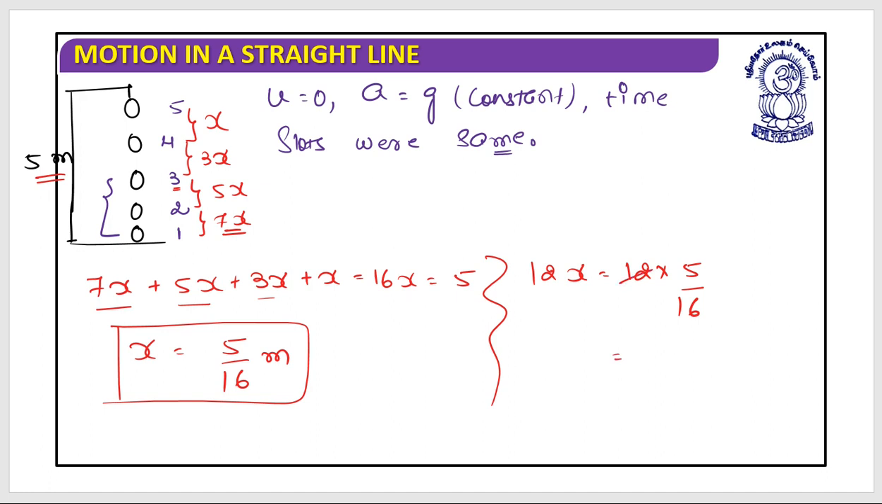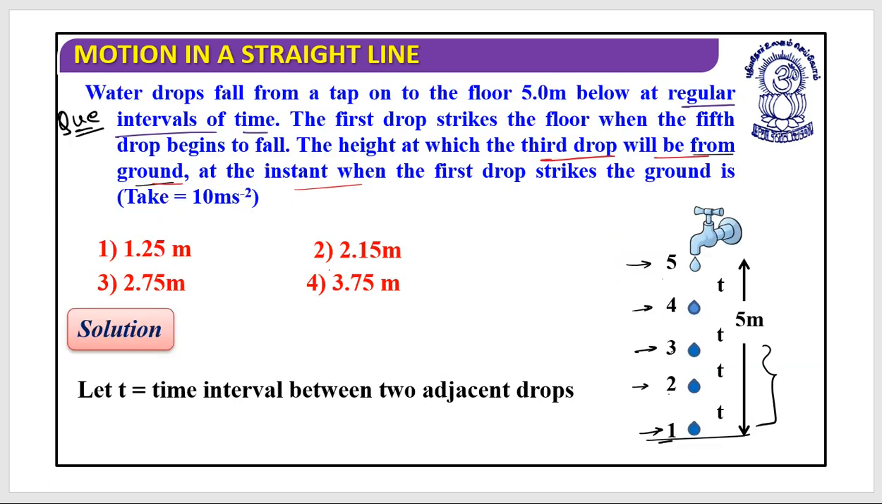If I solve this, 4 threes are 12, and 4 fours are 16. So if I cancel this, it's 3 into 5, 15 by 4. 15 by 2 is 7.5, and again divided by 2, it would be approximately 3.75 meter. Yes, and this would be the answer. I hope these things are clear to you.